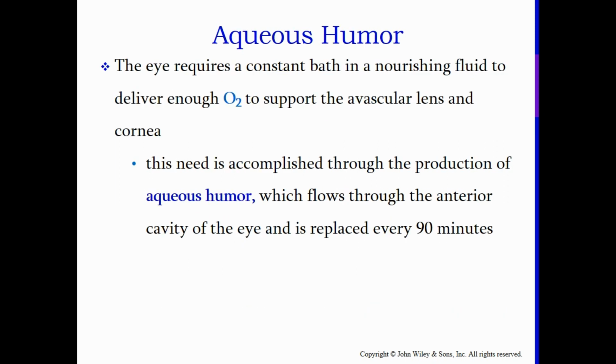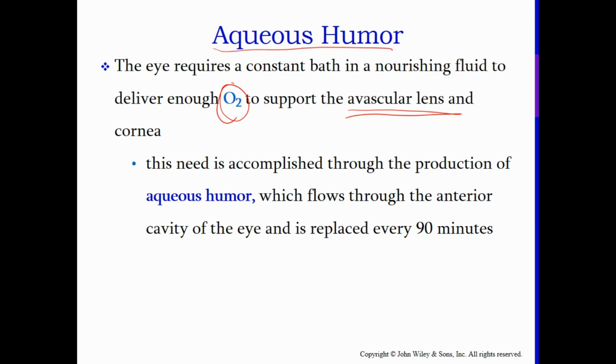The aqueous humor, again, great name for a rock band. The eye requires a constant bath of nourishing fluid to deliver enough oxygen to support the avascular lens. Okay, so it's avascular, it has no blood supply, but it still needs oxygen. So if it doesn't have blood, and we all know from the cardiovascular system that our tissues get oxygen from the blood, how does the tissue get the oxygen? Well, I'm glad you asked. It gets it from the aqueous humor.